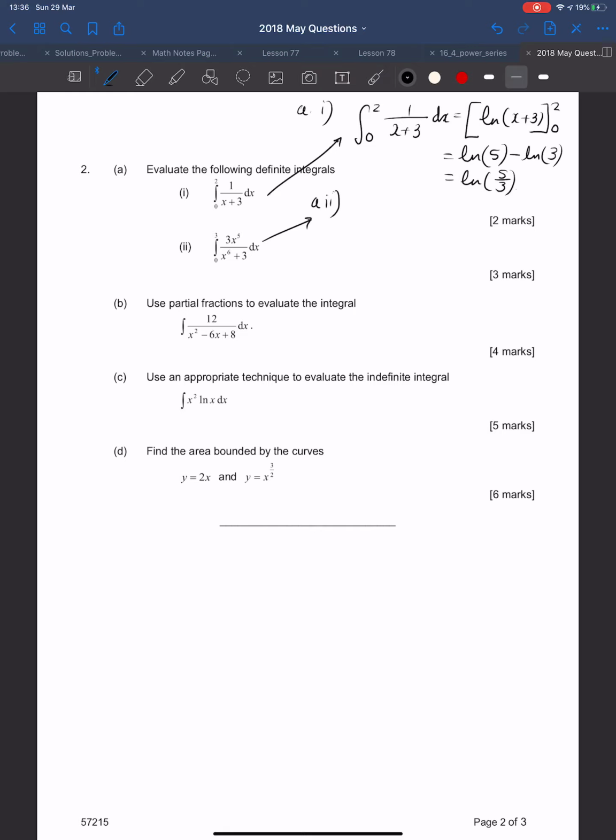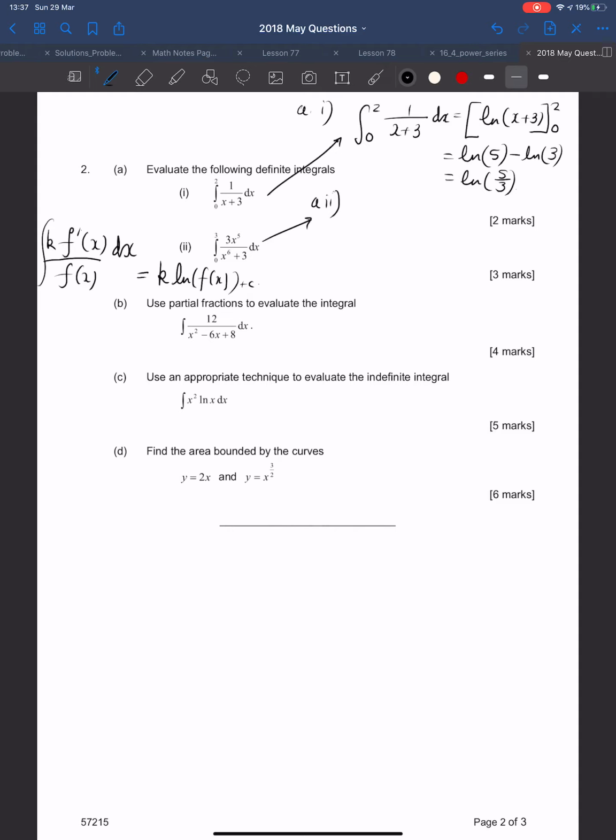Okay, for this next one, if you remember, if you've got a function in the denominator and its derivative on the top, with a multiplier constant, and you integrate that with respect to x, it's going to be the constant times ln f of x plus c.